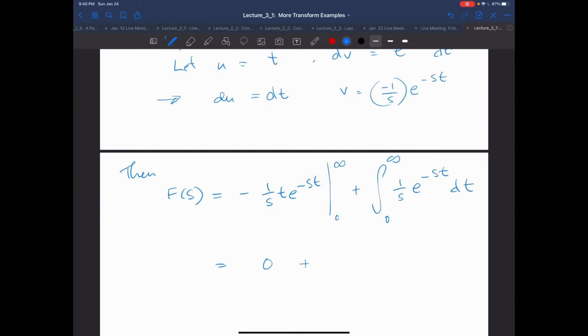Well, this second term is 1 over s times the integral of e to the minus st dt. And that integral, of course, is just the transform of a unit step. So we're left with 1 over s squared in the end, the transform of a unit step being 1 over s. So the region of convergence is the right half plane where the real part of s is greater than 0, and the transform itself is equal to 1 over s squared when it converges. So that's this example of a unit ramp.